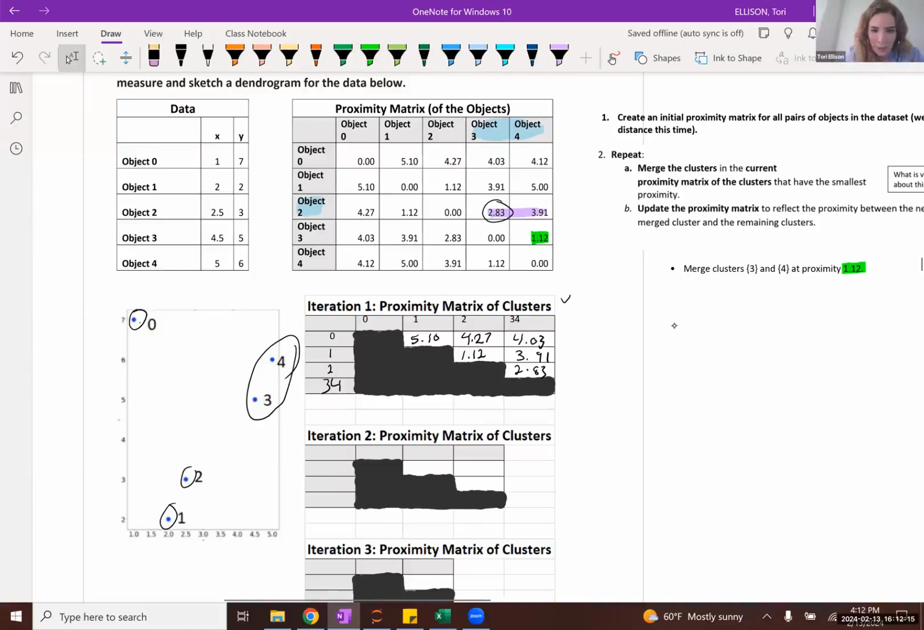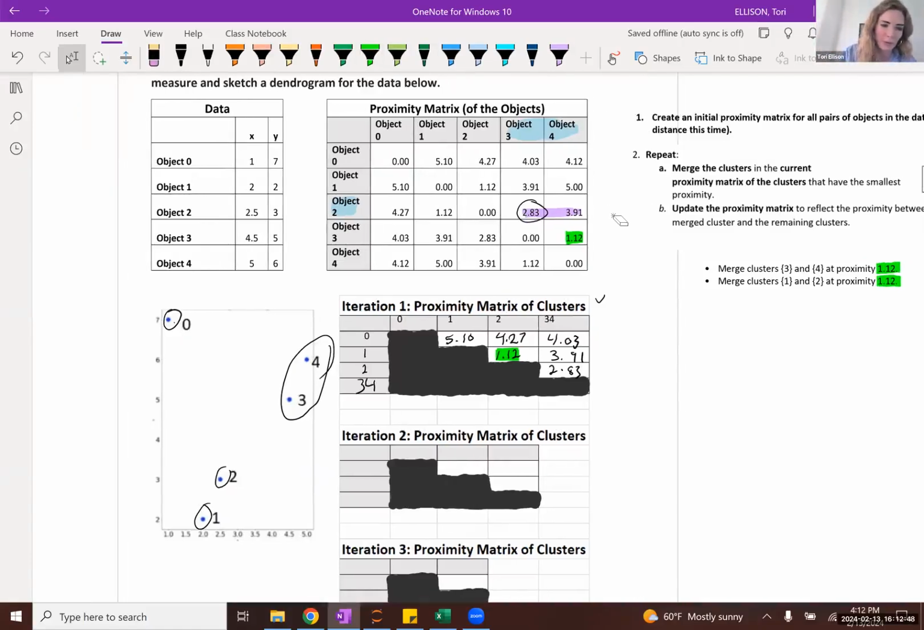Yep. So now we're getting around to 1 and 2. We look up this new proximity matrix and we see that cluster 1 and cluster 2 are the closest to each other. Therefore, in the next step, we are going to merge clusters 1 and 2 at proximity, that is the distance between those two clusters, so also 1.12. Okay. So 1 and 2 are now going to merge.